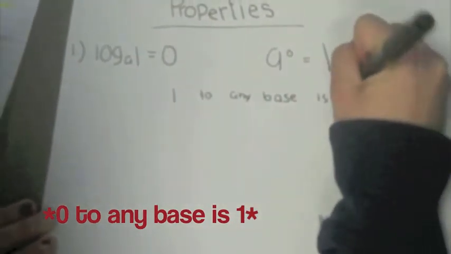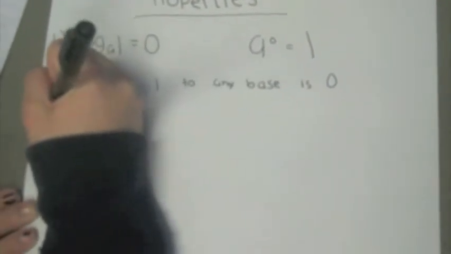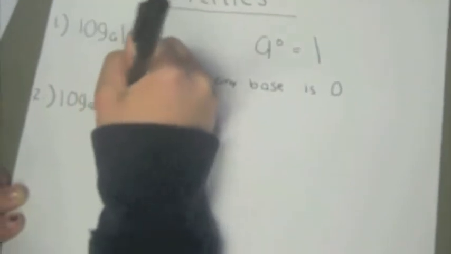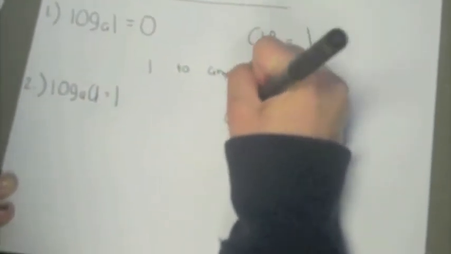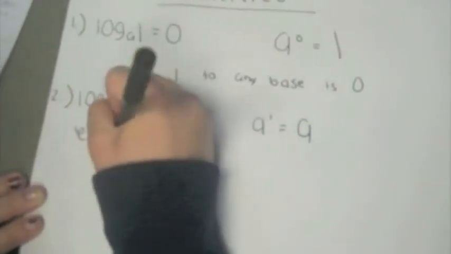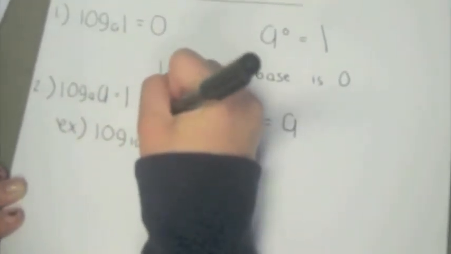Now, let's look at property 2. Log base a of a is equal to 1. This is because a to the power of 1 is a. For example, log base 10 of 10 is equal to 1. This is because in the exponential equation, we know that 10 to the power of 1 is equal to 10.